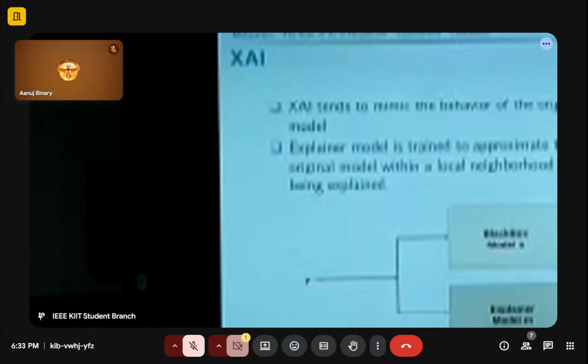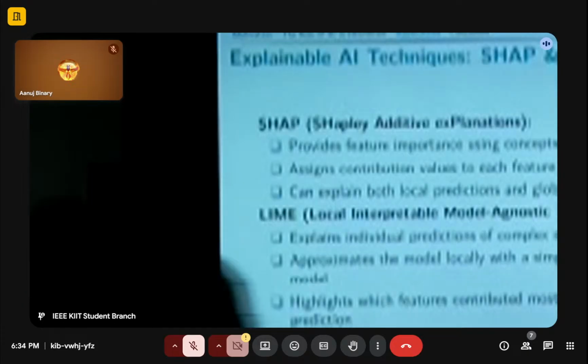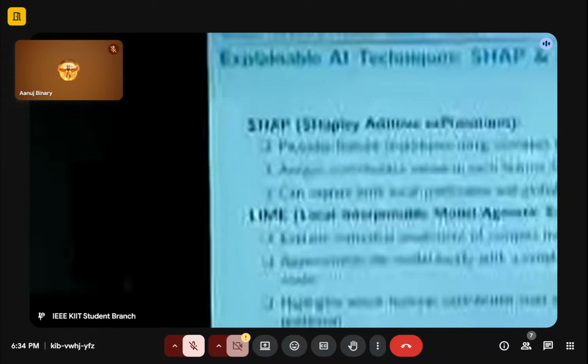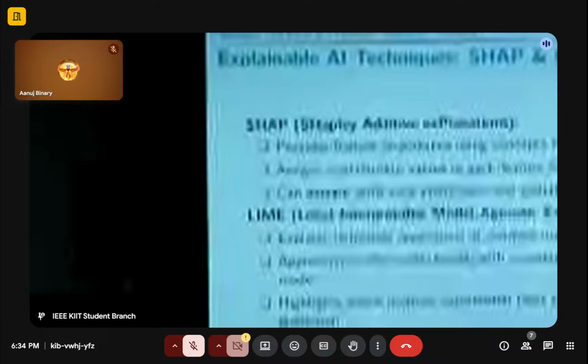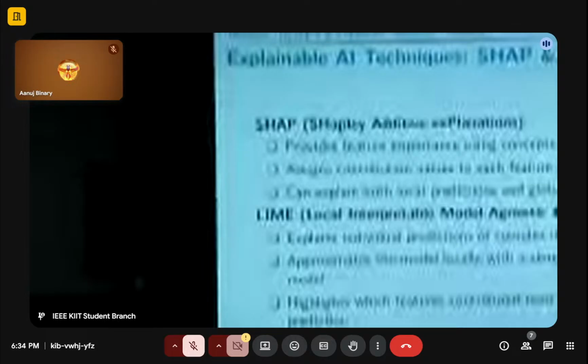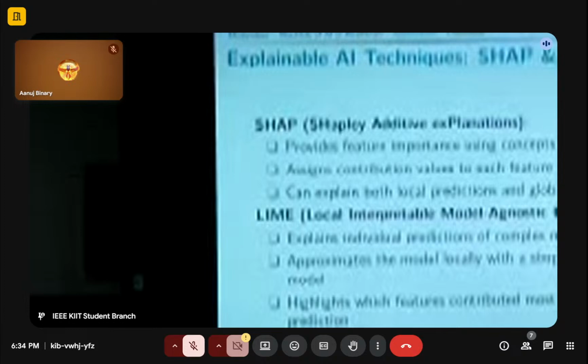Fine. So what are those techniques? In explainable AI, as I have told you, it will explain exactly the disease which has been predicted. You can see the explainable AI techniques. There are two techniques. How many of you know about SHAP and LIME? SHAP and LIME. Anyone?